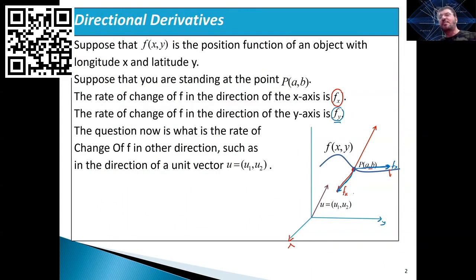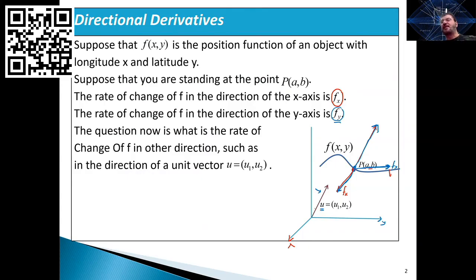Beautiful. But we all know that objects don't always move in the x-axis direction or in the y-axis direction. So what if the object is moving in another direction? Let's suppose, guys, that this is our direction, this vector here that you see. Let's suppose the object is moving in this direction. Can we find the rate of change of the function in this direction? Can I find the velocity or the speed of the object in the direction of u?